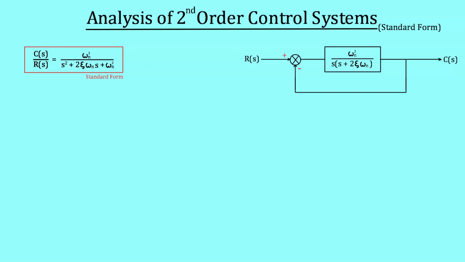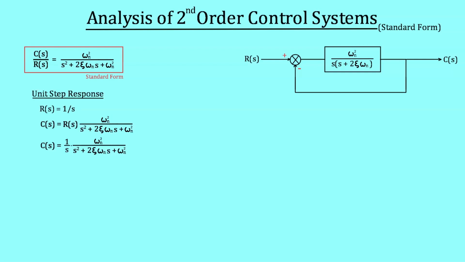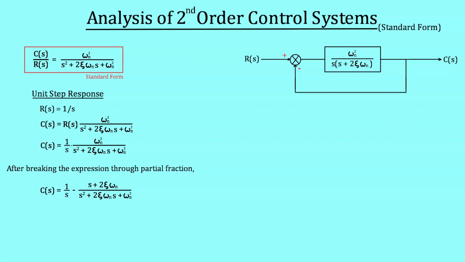Let's see some major performance parameters for a standard second order control system. First, let us assume the input is a unit step signal. By putting the value of Laplace transform of the input, 1 by s, we can easily find the Laplace transform of the output. First, we will do the partial fraction, and the next step is the most important step in finding the output expression in time domain, which is actually rearrangement of the denominator.